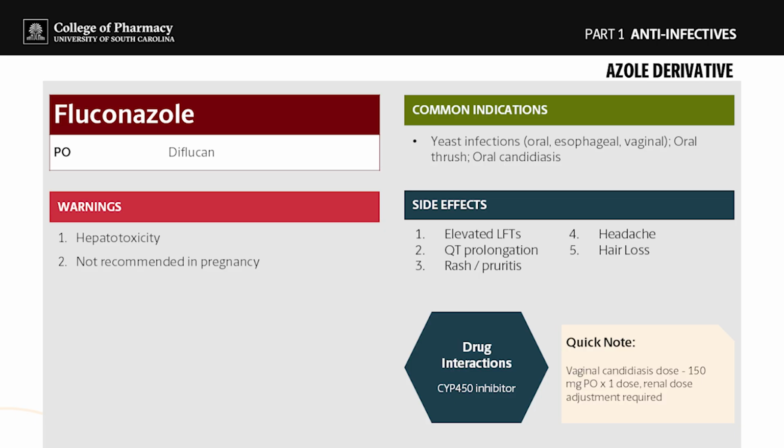Fluconazole is the generic name for the brand name Diflucan, and Diflucan is an oral version that is used for yeast infections. They can be oral yeast infections, esophageal yeast infections, or vaginal yeast infections. And this consists of oral thrush or oral candidiasis. And some of the side effects would be elevated liver functions, that's LFTs, QT prolongation, rash potentially, pruritus, and headache and hair loss.